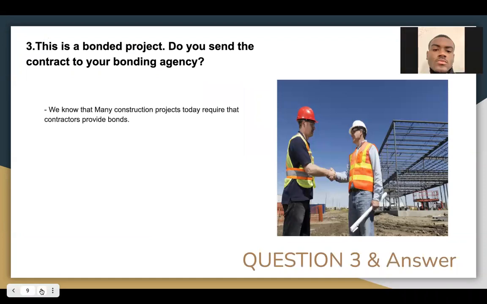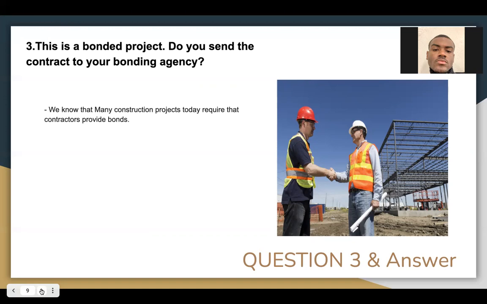This is a bonded project. Do you send the contract to your bonding agency? So yes, we know that many construction projects today require that contractors provide bonds, and those construction bonds basically are for protection for the owner against non-payment, lack of performance, company default, and warranty issues. We also know that if a problem occurs, the owner can file a claim with the insurer, and the company will pay the owner, recouping any additional expenses that occur due to the default.